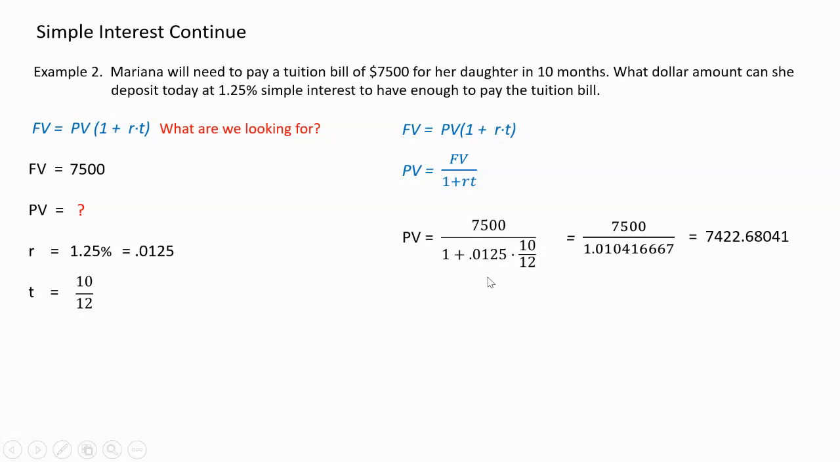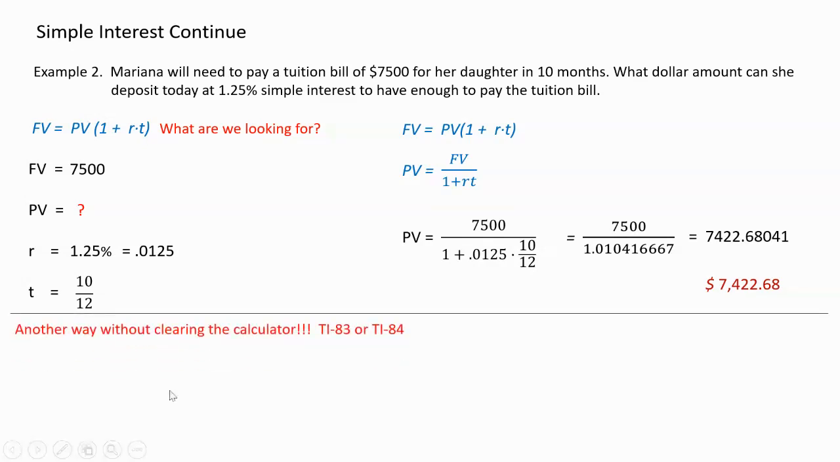So the answer will give us $7,422.68. Okay, now, another way without clearing the calculator.